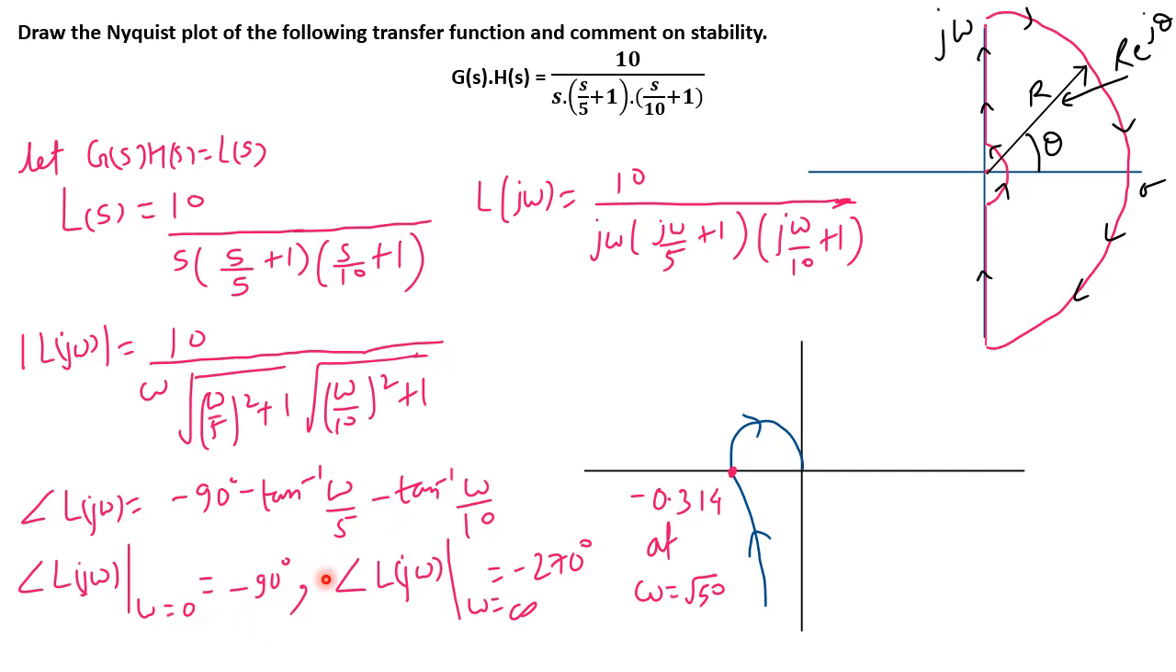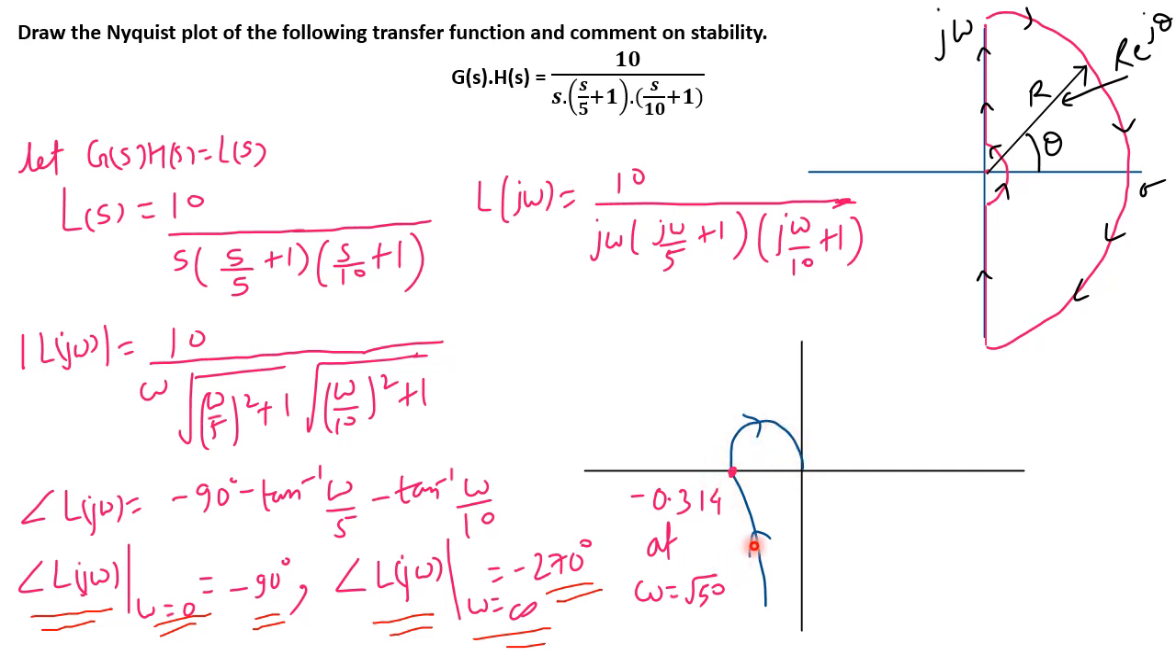Because we have to put omega from 0 to infinity, when you put omega equal to 0, you get the angle of L(j omega) equal to minus 90 degrees, and when you put omega equal to infinity, you get an angle of minus 270 degrees. So your plot starts from minus 90 degrees and ends at minus 270 degrees. So this is 0 and this is minus 90, it starts from minus 90 degrees, and it ends at minus 270 degrees, so it is like this.